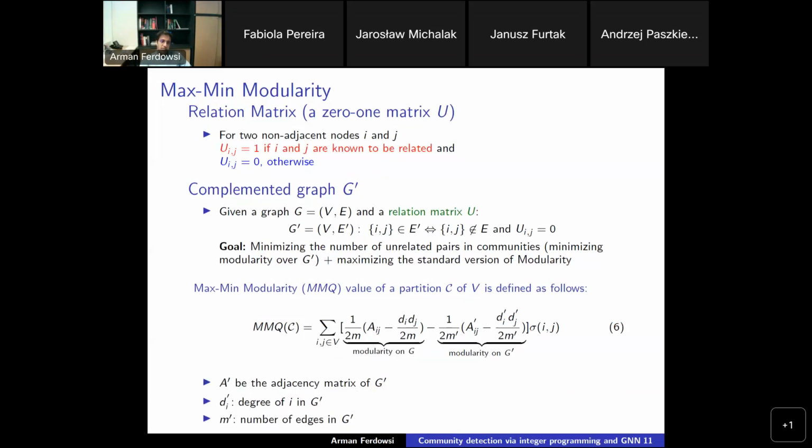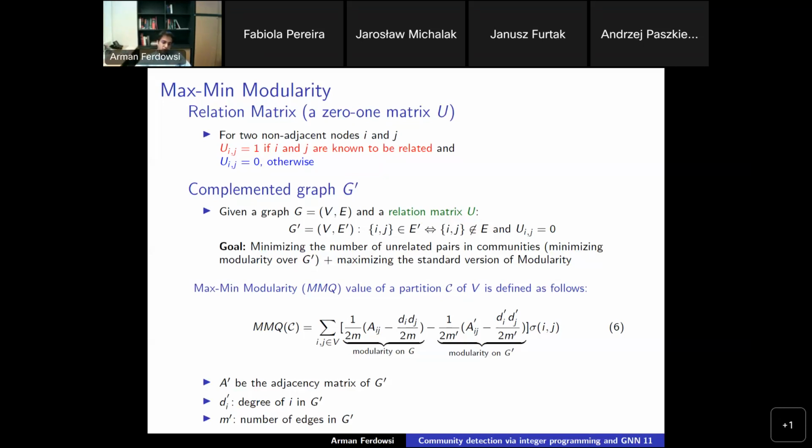Now suppose that we somehow have this matrix U in hand, and let G prime be the complemented graph of G, in which there is an edge between i and j if and only if they are disconnected in G and also unrelated, meaning that U_ij is 0. Therefore, it is natural to think of minimizing modularity in G prime while we are also trying to maximize the modularity in G.